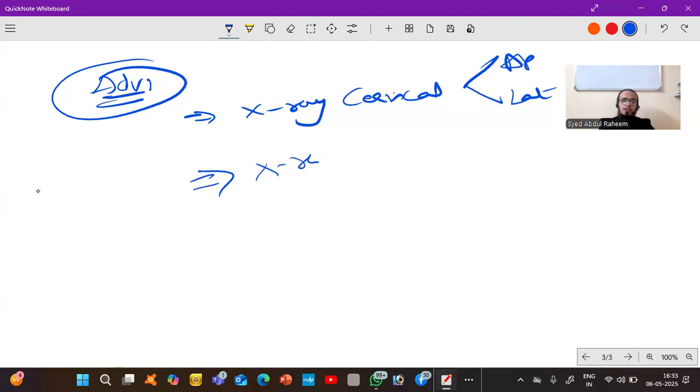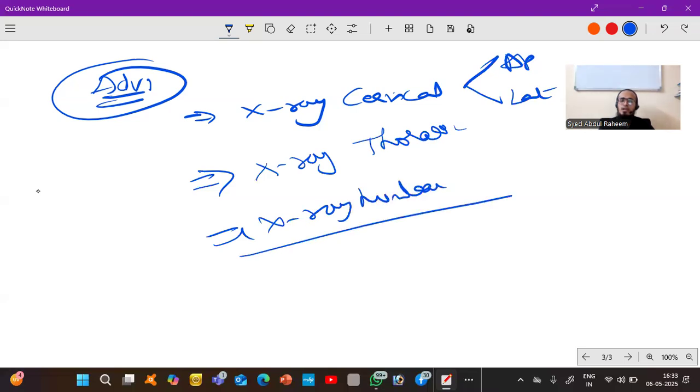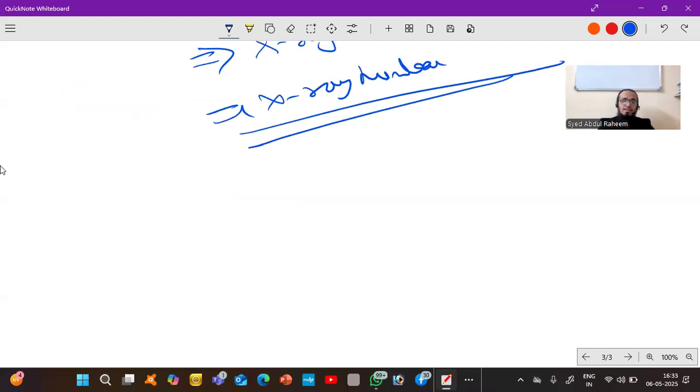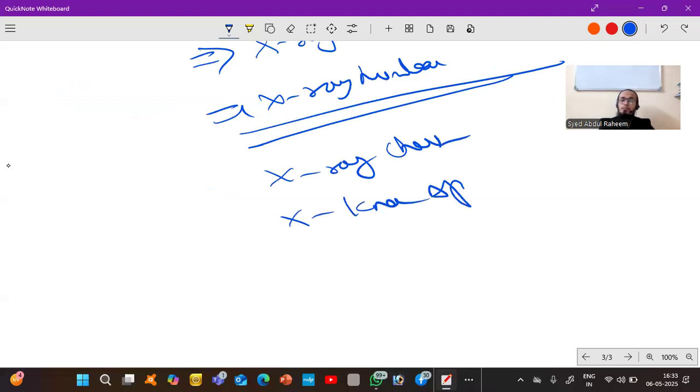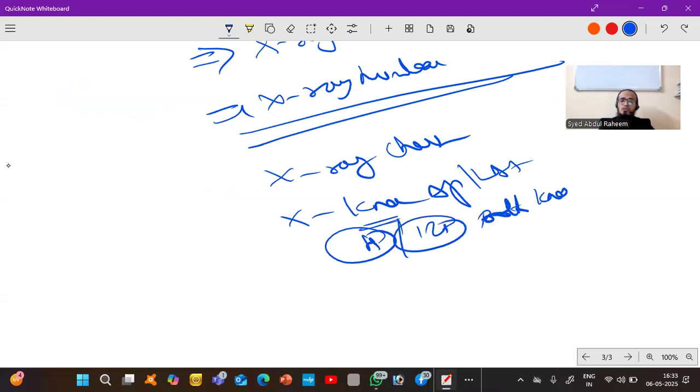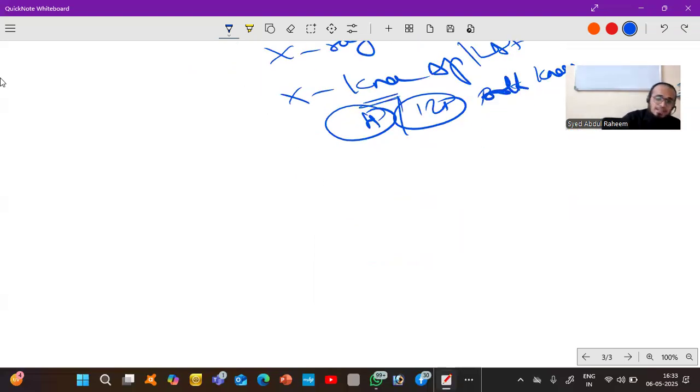And we have X-ray thoracic, X-ray lumbar. Likewise, you have to write. And we have X-ray chest. Next X-ray, very important: knee, AP, lateral. Which knee do you have to mention? Left knee, right knee, or both knees. This is the important thing we have to remember. So for hard tissues, we get X-rays.